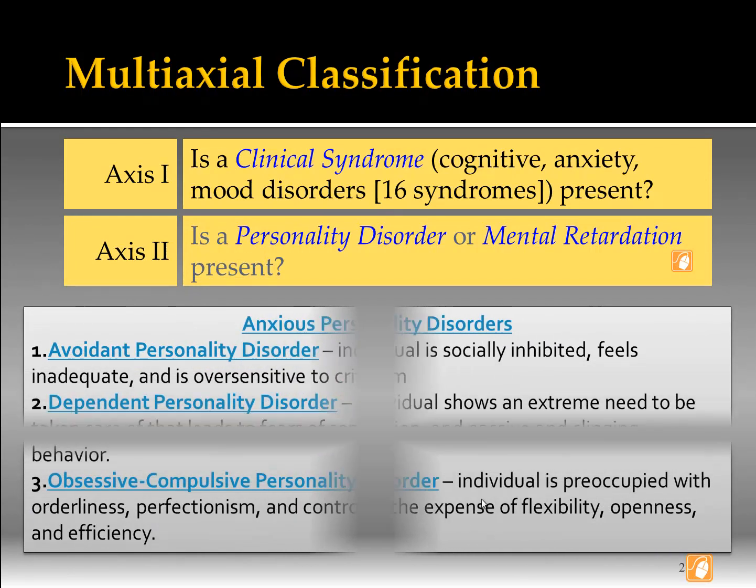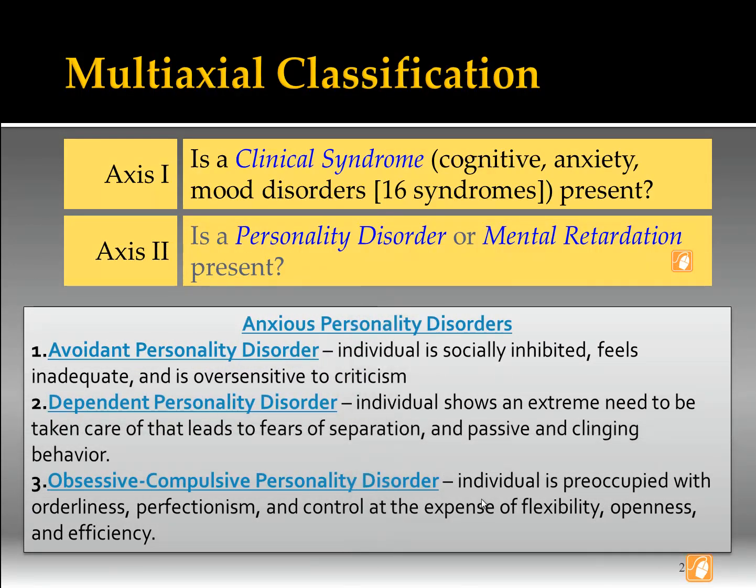From there, the last set of personality disorders we'll talk about, at least here, is what we call the anxious personality disorders, where they're characterized by having a lot of anxiousness. We have the avoidant personality disorder, and in this one, the individual is basically socially inhibited, feels inadequate, and is oversensitive to criticism. So they avoid everybody.